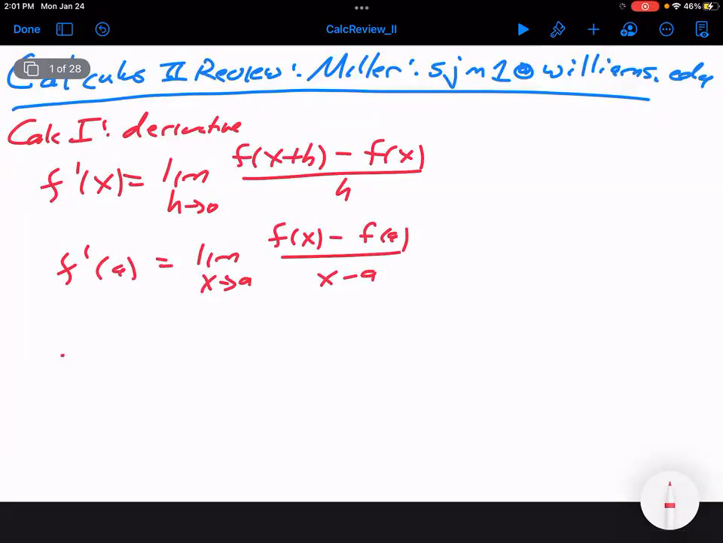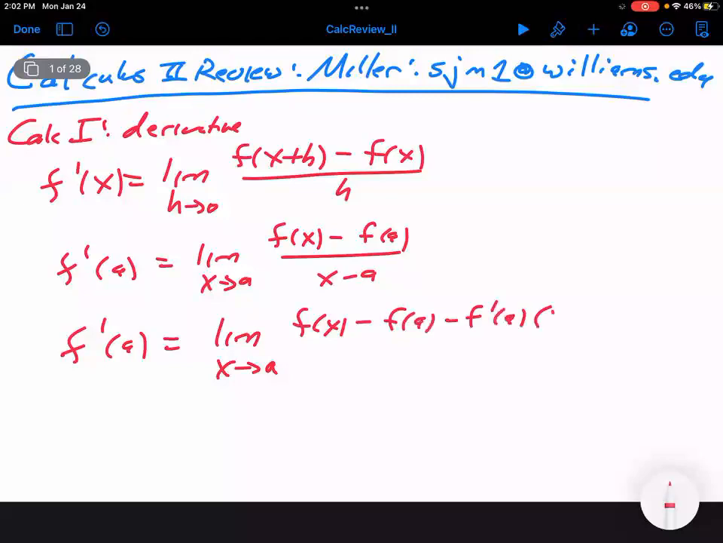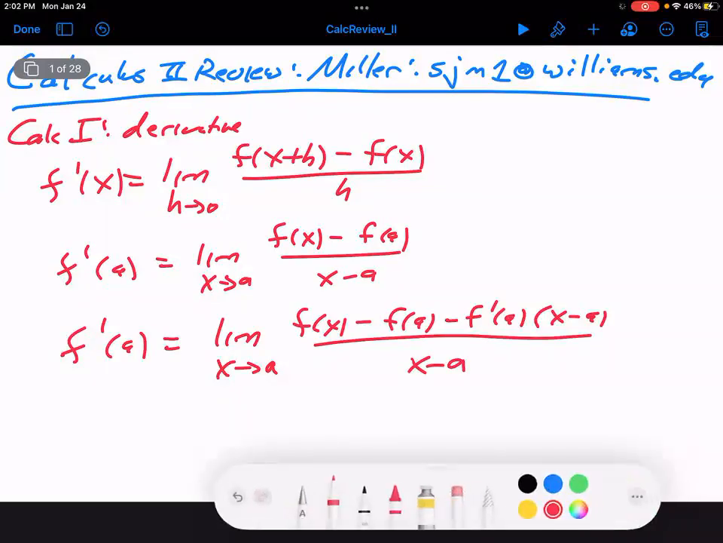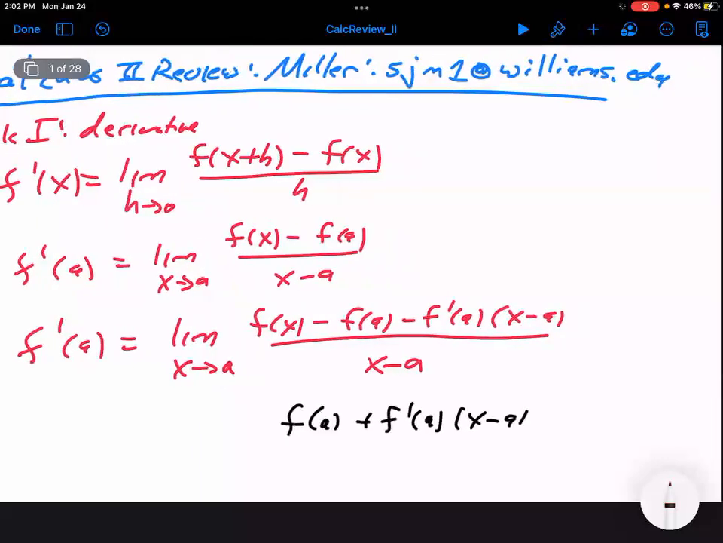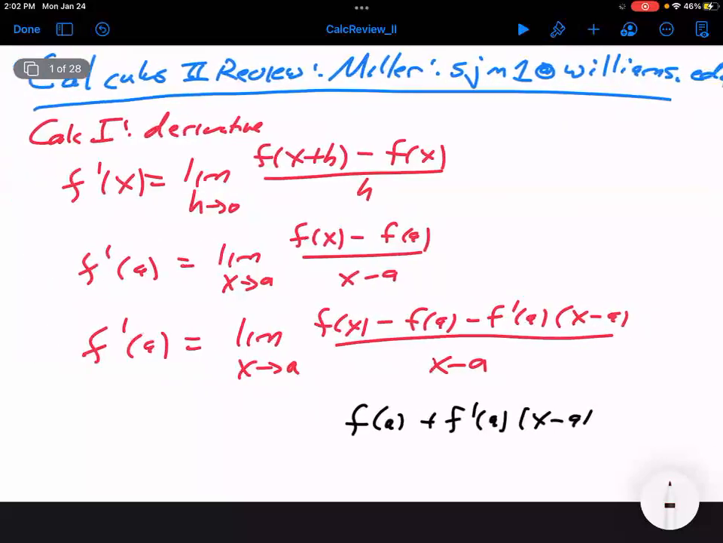Another way is f prime of a is the limit as x goes to a of f of x minus f of a minus f prime of a times x minus a, over x minus a. And it turns out the last is the one that generalizes best. And what's really going on here is we can view f of a plus f prime of a times x minus a as estimating where we will be.